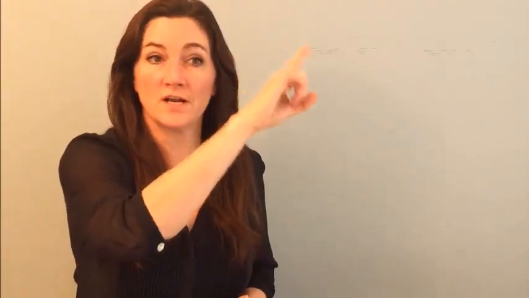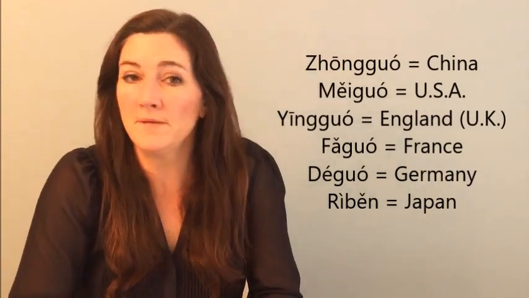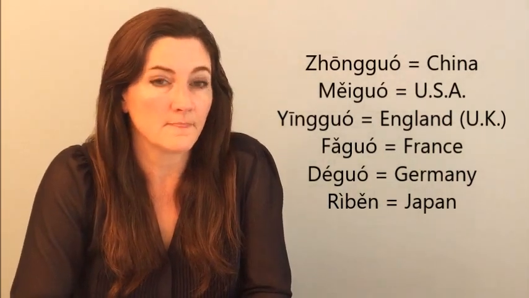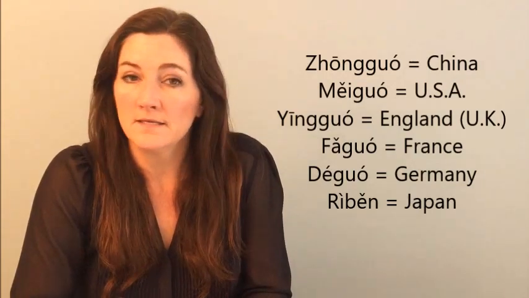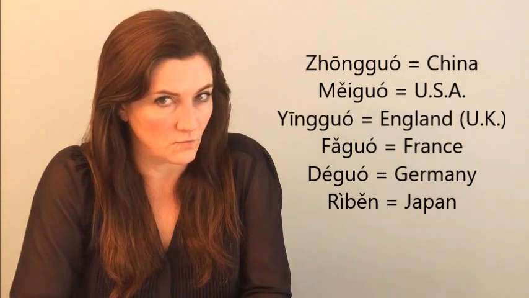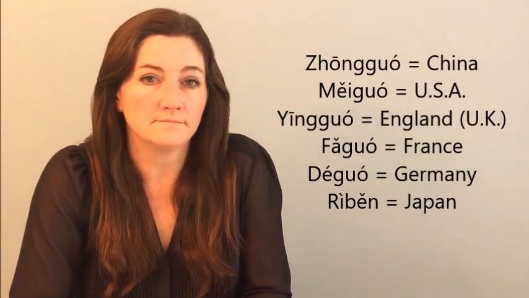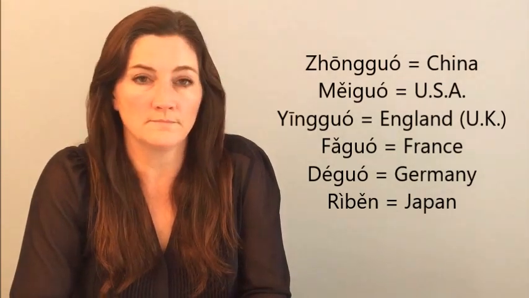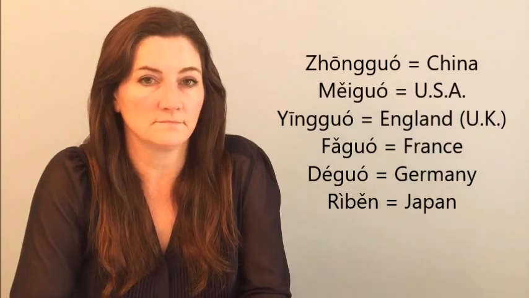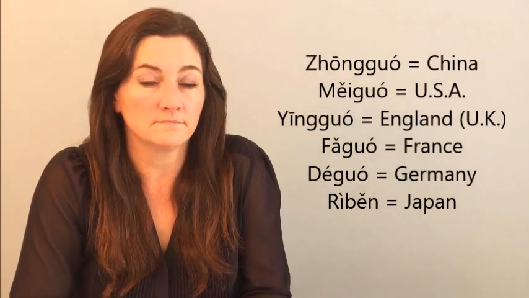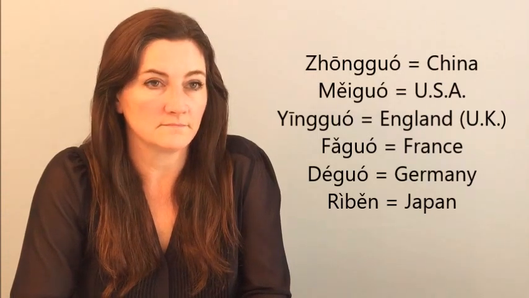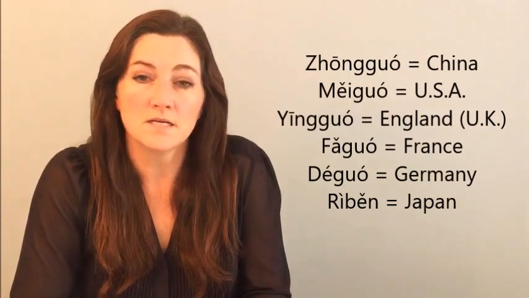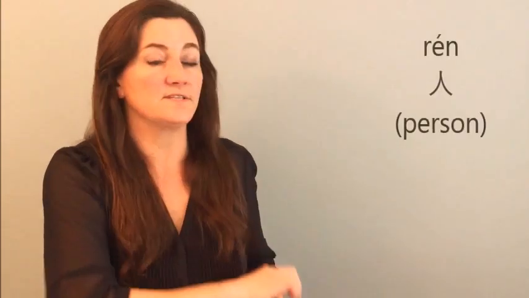Now, moving on to the bottom of page 5, you're going to get your first countries. Here they are. Repeat after me. 中国, 美国, 英国, 法国, 德国, 日本. Again. 中国, 美国, 英国, 法国, 德国, 日本.